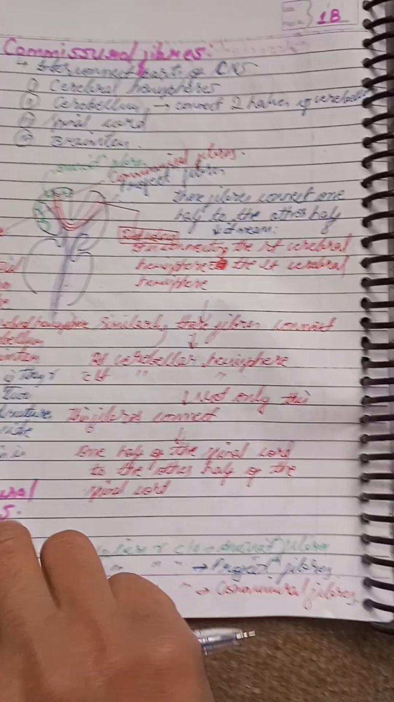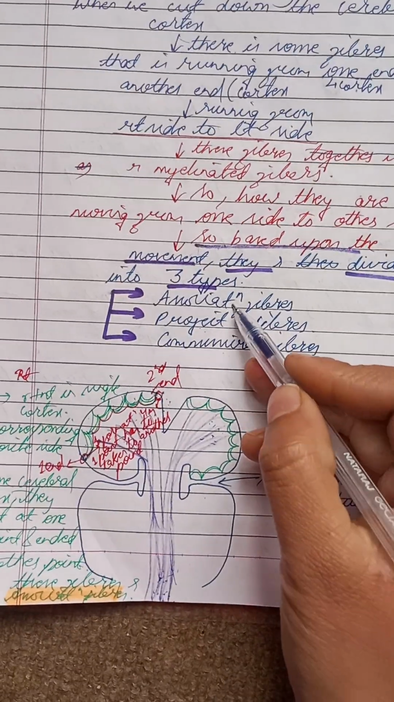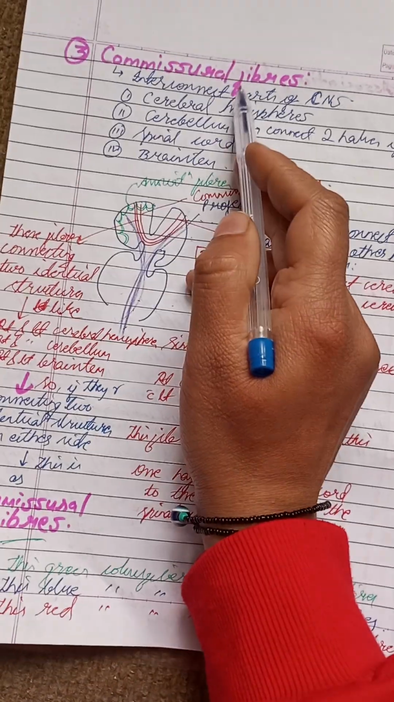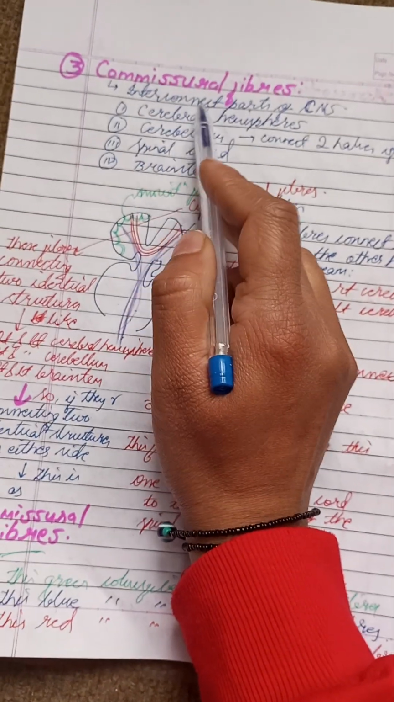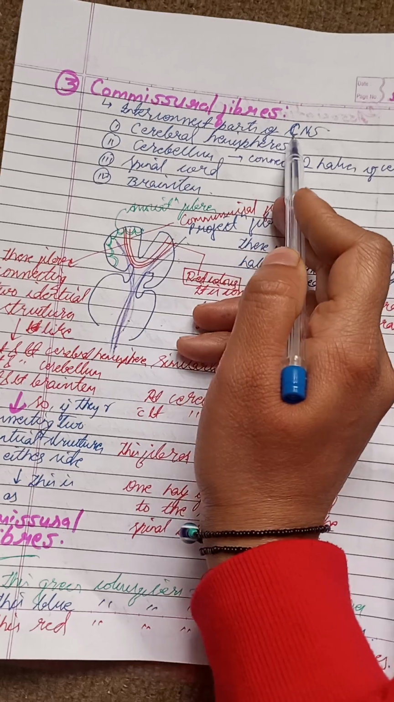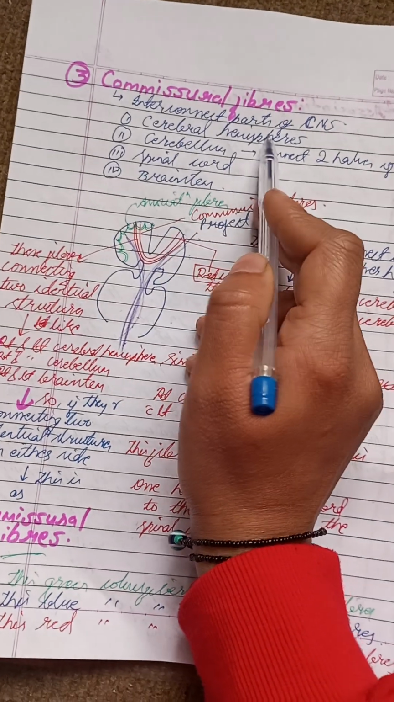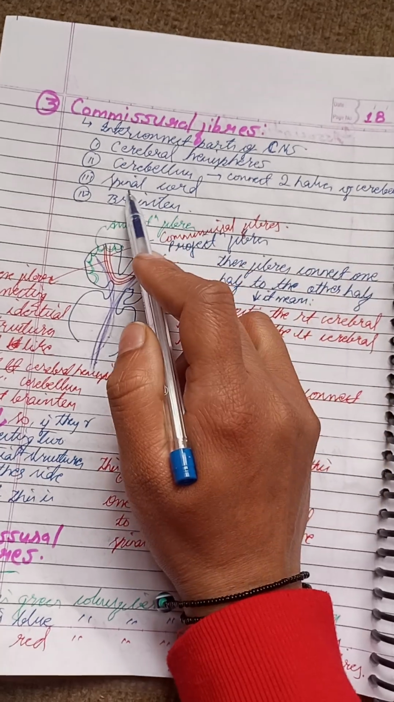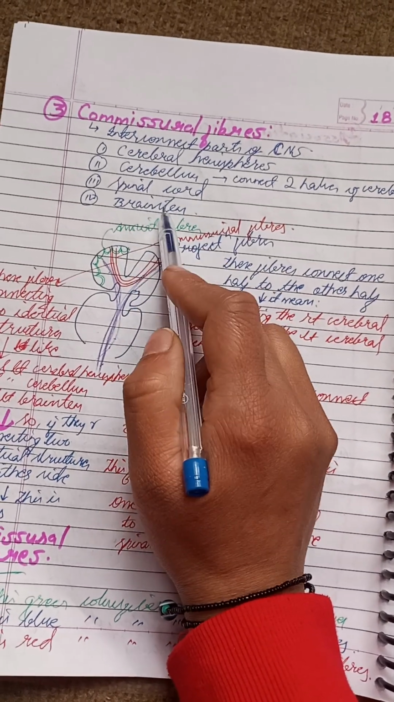Before, we talked about association fibers and projection fibers. Now we'll be talking about the commissural fibers. Commissural fibers interconnect parts of the CNS. They connect the two halves of the cerebral hemispheres, cerebellum, spinal cord, and brainstem.